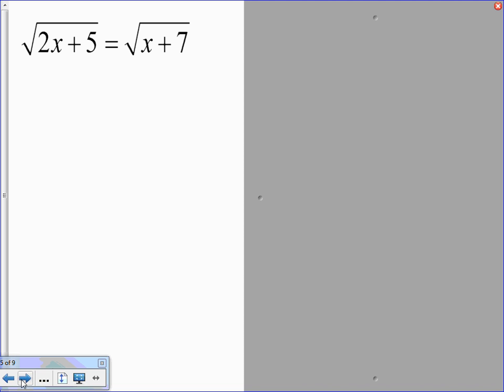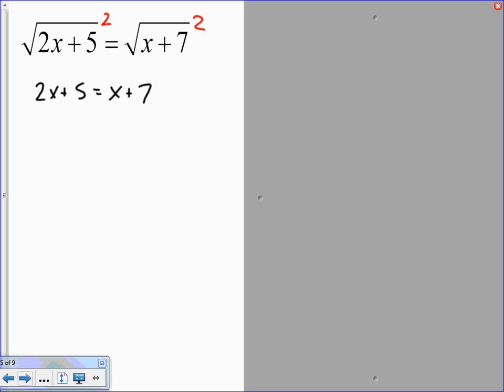Square it, raise it to the 2. Okay, so let's square both sides. There's really nothing else to do. So square both sides. You'll get 2x plus 5 equals x plus 7. Can you solve that equation?